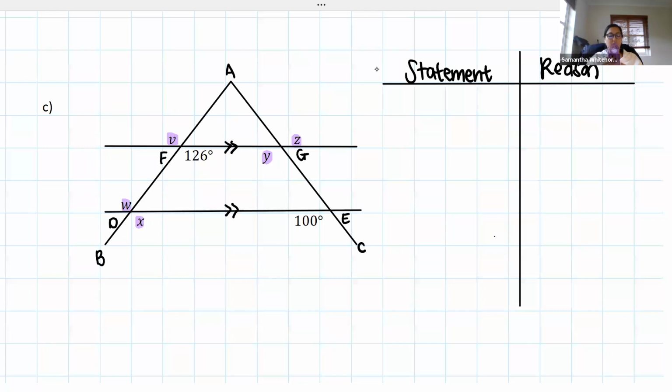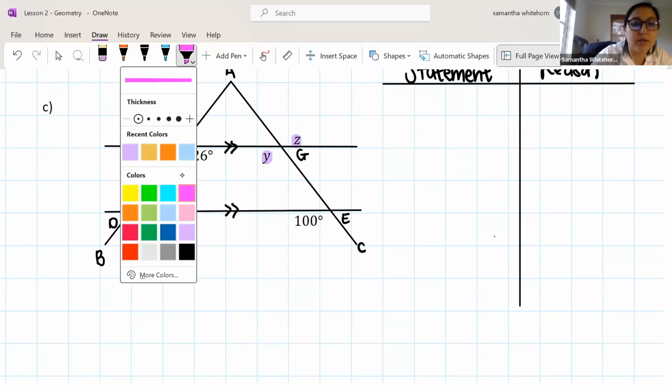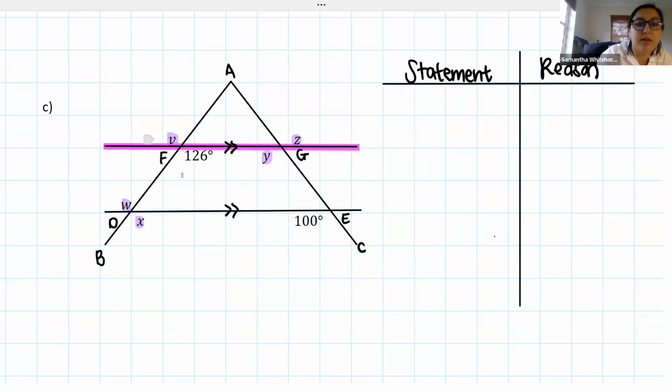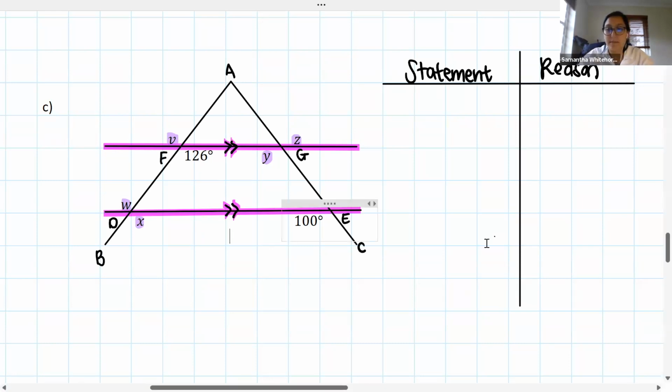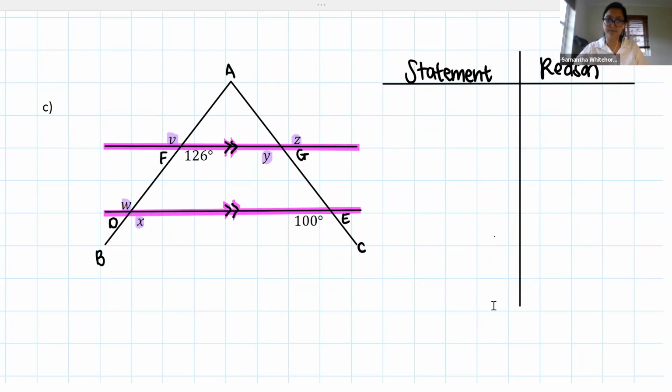Oh, it would help if I open my lid here. And remember, identify what's going on so you can see that there are parallel lines here, hopefully. And again, grade 8s, we give you everything for a reason. So if I'm giving you parallel lines, you need to use the parallel line somewhere. Remember your reasons.